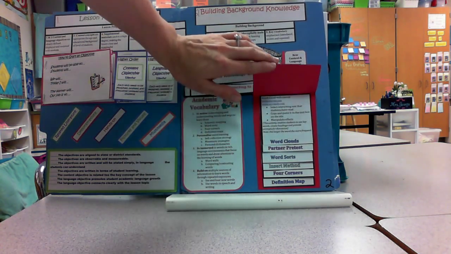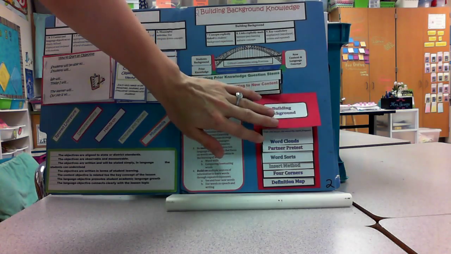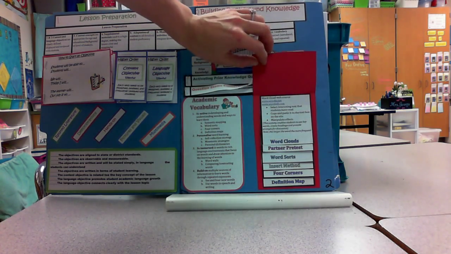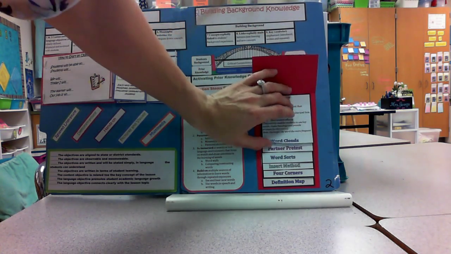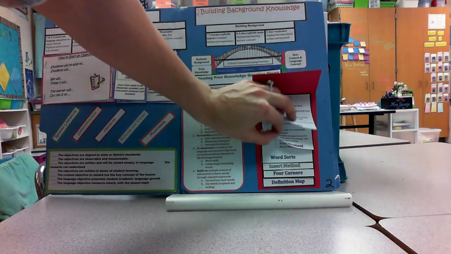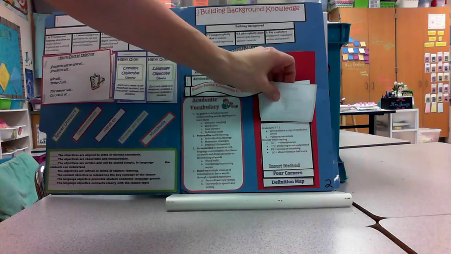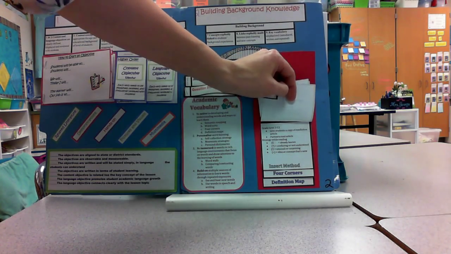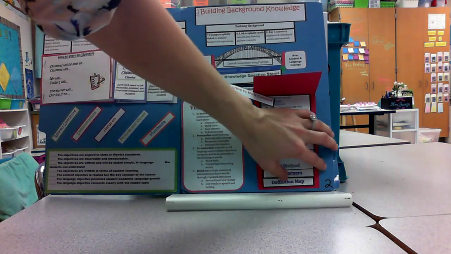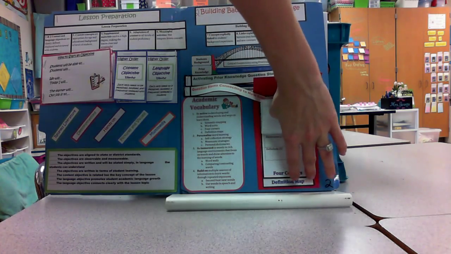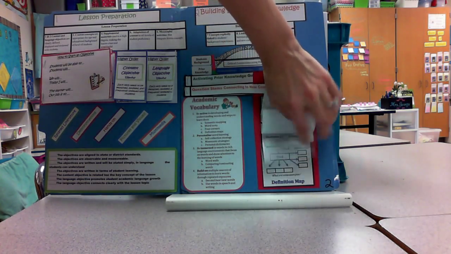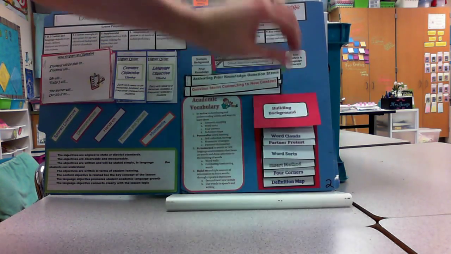This is a little flip book, and it provides some strategies that you can use when building background with your kids. There's all kinds of things you can do: word sort, insert method, four corners. I'm not going to go over all of them, but it's just ways to help your kids make connections to make the content meaningful.